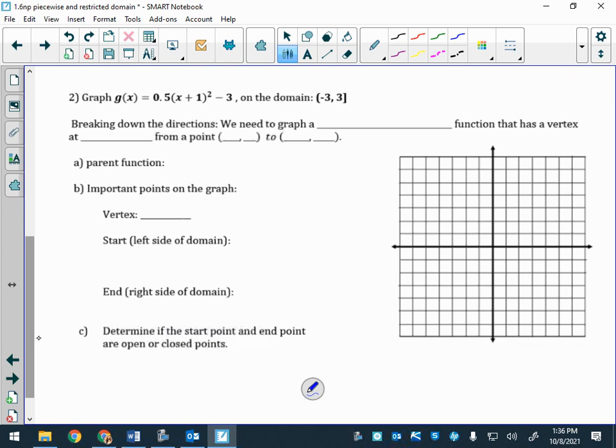All right, let's look at number 2. What type of function is this? Liam? Quadratic function. It's quadratic. Therefore, our vertex is what? It would have to be -1, negative. Good. Our vertex is (-1, -3). And our domain is from -3 to 3. So the left side would be -3. Right side would be 3. So what we have to do here is plug in those x values. So we start with x equals -3. 0.5 is also what? 0.5 is also 1/2. It's okay. So (-3 + 1) squared minus 3.